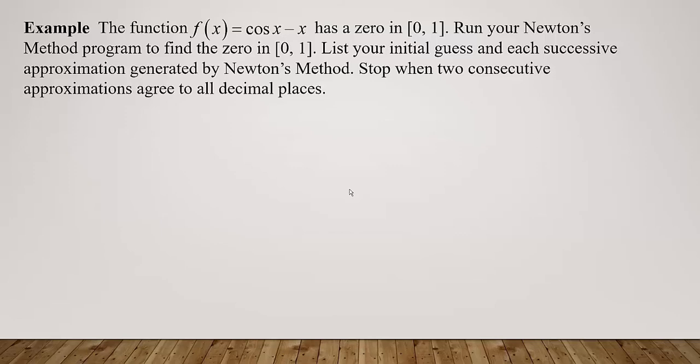So again, remember, you have to put the function in y1. You have to put the derivative of the function in y sub 2. You should probably look at the graph of the function cosine x minus x to give you an idea what your initial guess is going to be. So go ahead, pause the video. Do this example. When you're done, restart the video. I'll be here with my calculator, and we'll be going through Newton's method.